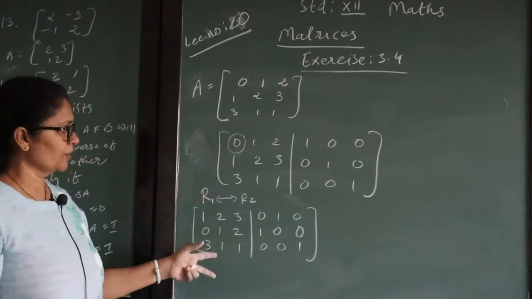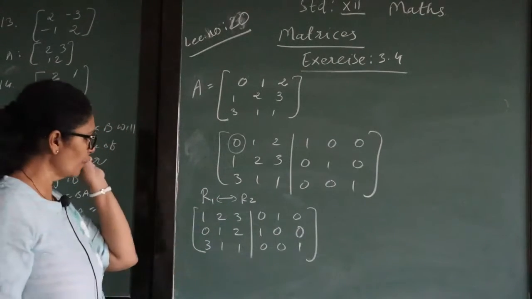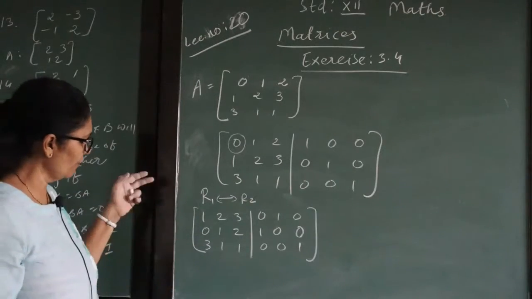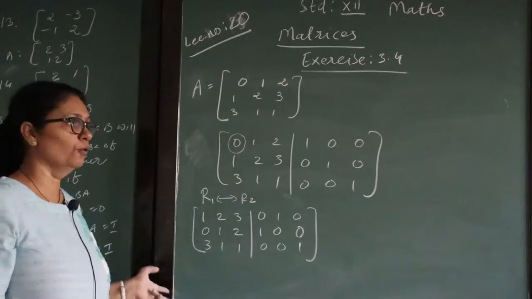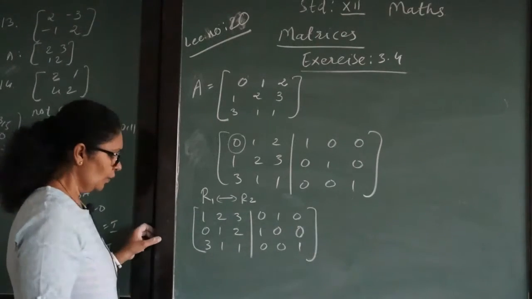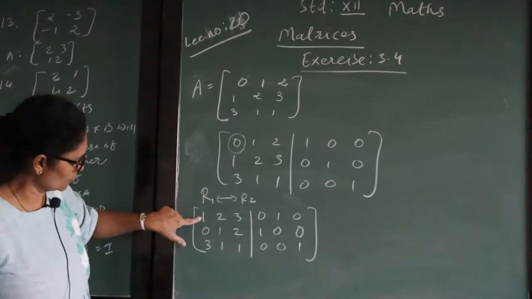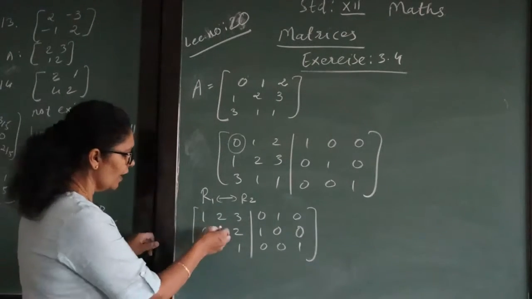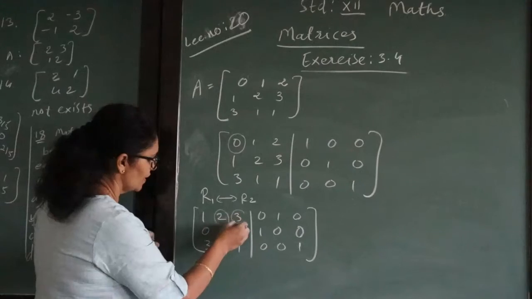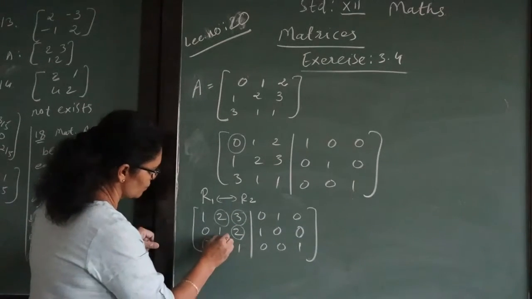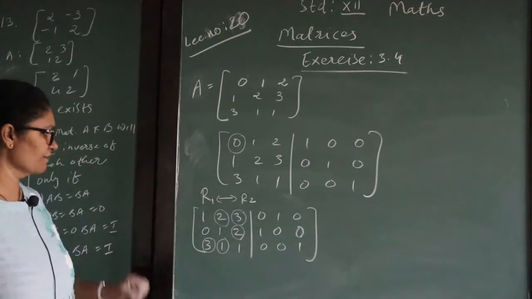Now, the same operation you can do with columns also. Whenever you want to do it with rows, the full question you have to solve with rows. When you use columns, you have to solve the full question with columns. In your textbook, both methods are given. Okay, now here we want 1, that we also have, here also we have 1, here also. So we have to remove this 2, this 3, this 2, this 3 and this 1. We have to reduce these 5 terms.